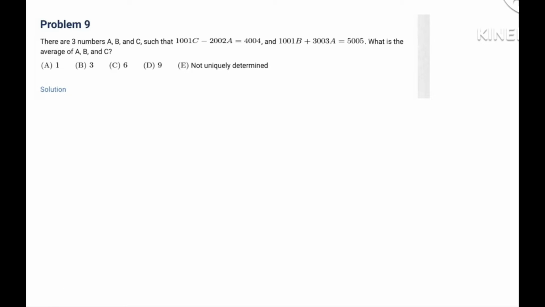Problem number 9. There are 3 numbers A, B, and C such that 1001C minus 2002A equals 4004, and 1001B plus 3003A equals 5005. What's the average of A, B, and C? Let's just divide these by 1001. So C minus 2A equals 4, B plus 3A equals 5.